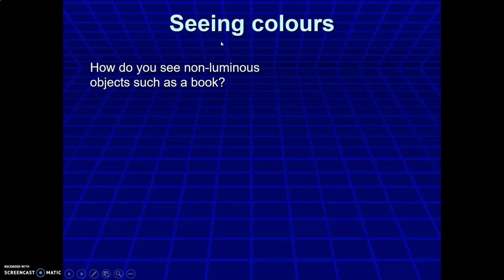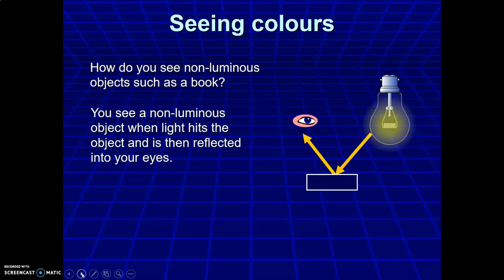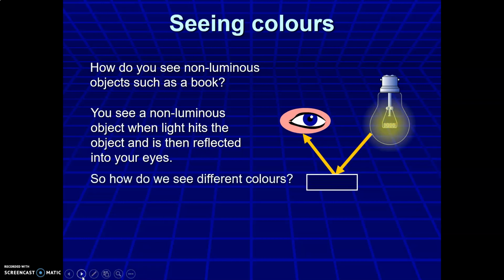Okay, now seeing the colors. For example, how can you see a non-luminous object like a book? You see a non-luminous object because, as we have learned, the light hits the object and then the object reflects the light to your eyes, and that's how you can see it. But how can you see the color of these objects?